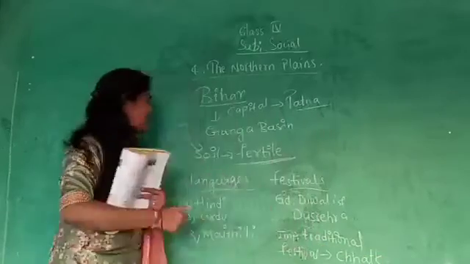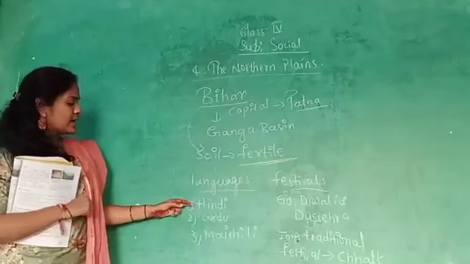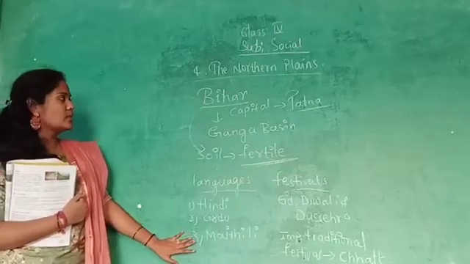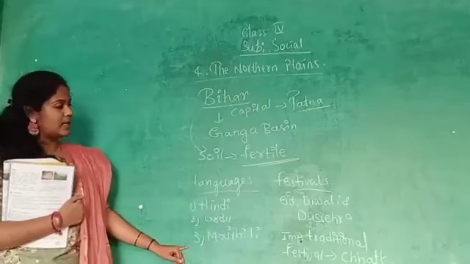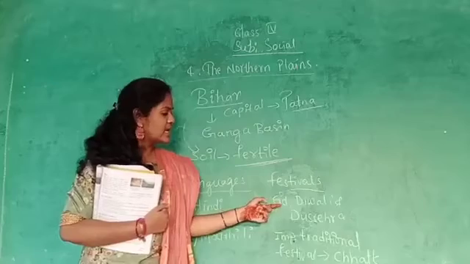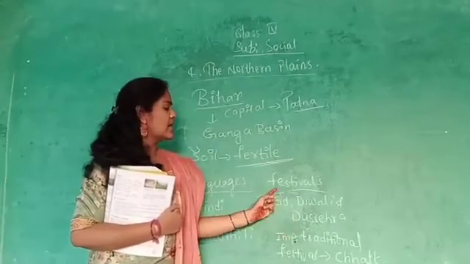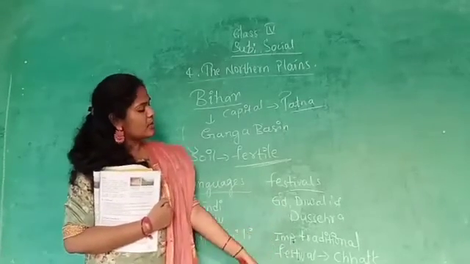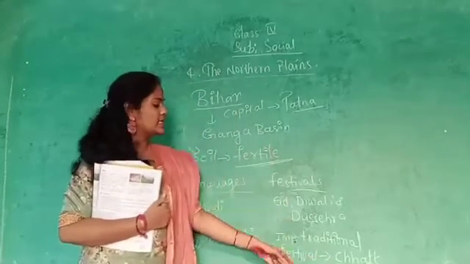Okay? See, in Bihar, what are the languages spoken by the people of Bihar? Hindi, Urdu, Maithili. These are the languages spoken by the people of Bihar. And what are the festivals celebrated here? Important festivals: Eid, Diwali and Dasara. And one more traditional festival is there, that is called Chhath. The important traditional festival of Bihar is Chhath.